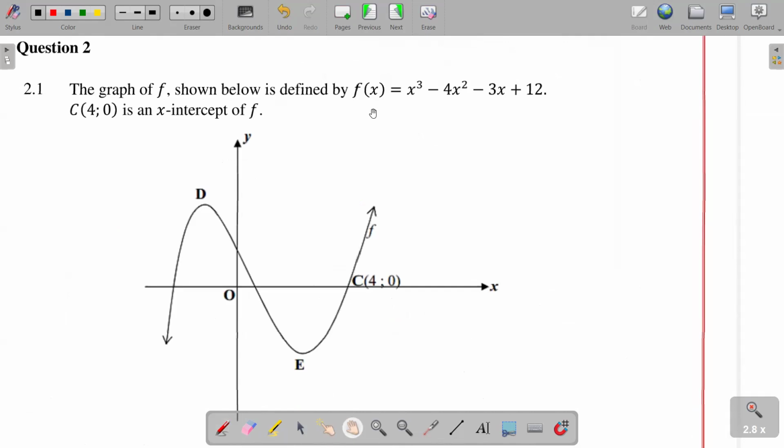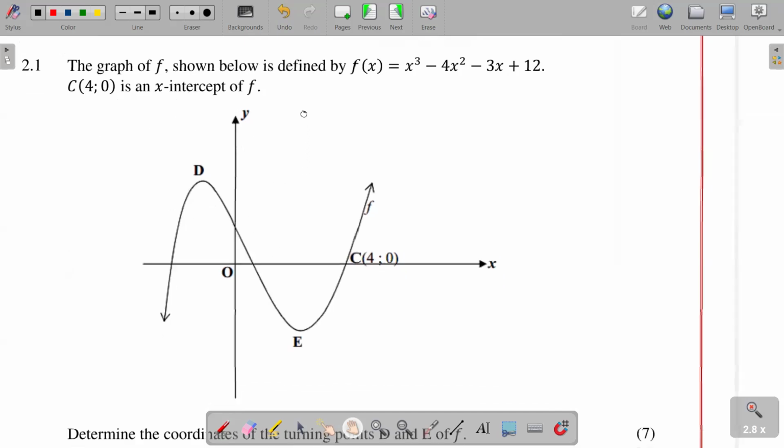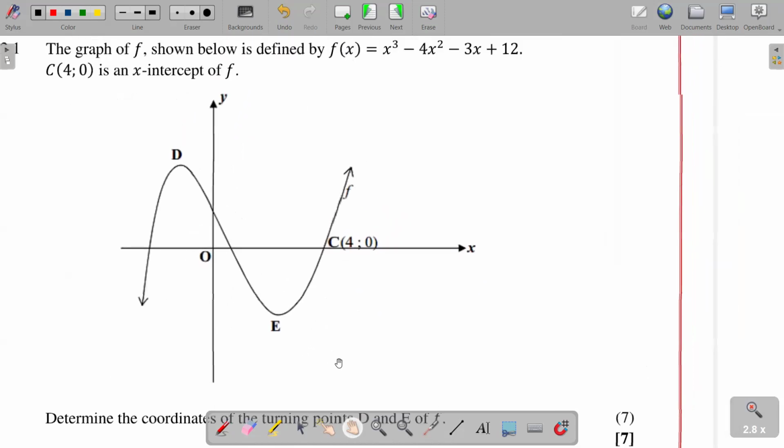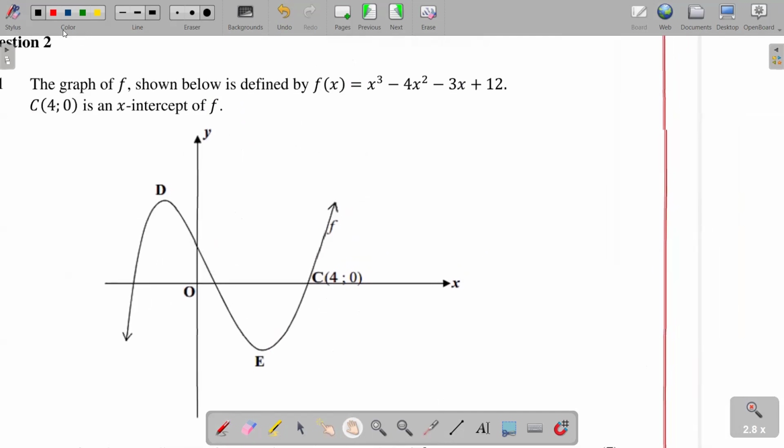We are given the graph below, defined by that. Then C there is (4, 0), the x-intercept. The question is saying determine the coordinates of the turning points D and E of f. So whenever you want to get the coordinates of a turning point, there are steps that we have to follow. Number 1, we have to find the first derivative. So we are going to determine f prime of x. That is step number 1.